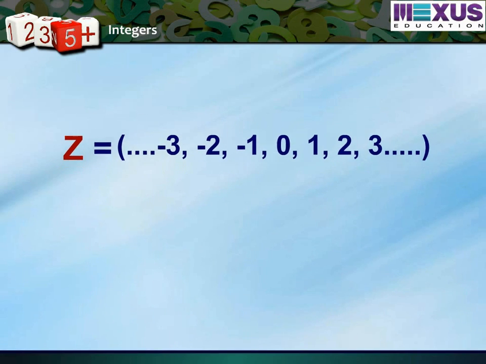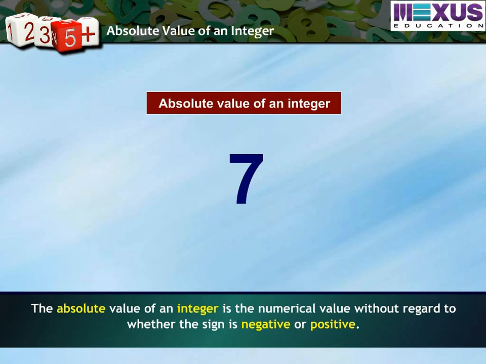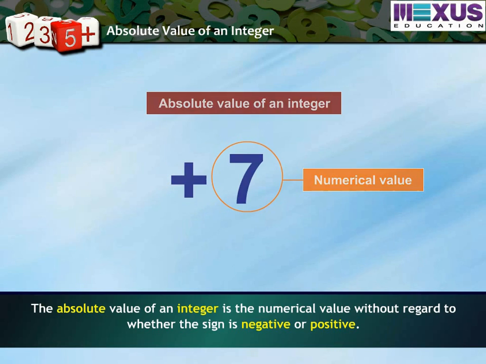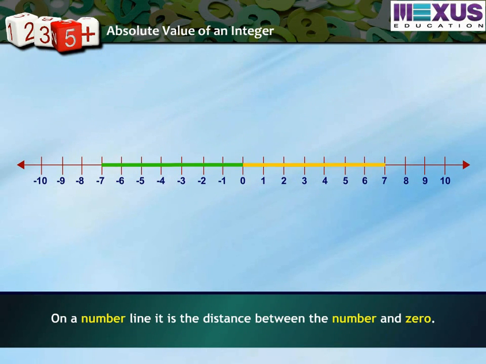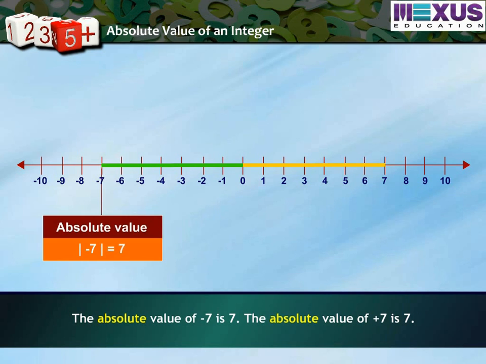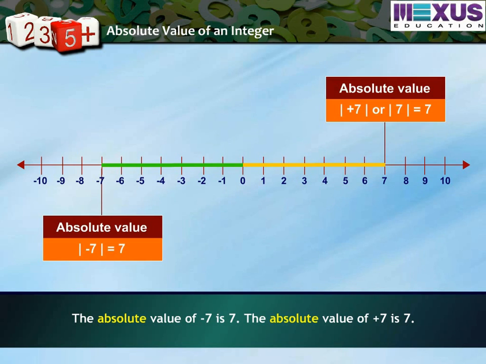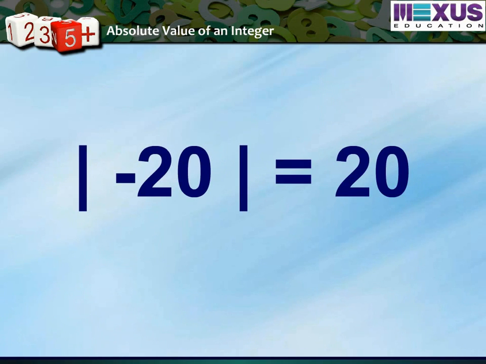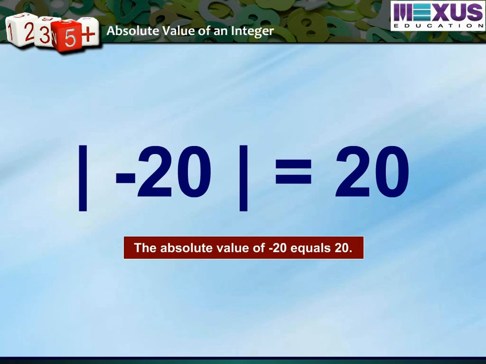It is represented on the number line. The absolute value of an integer is the numerical value, without regard to whether the sign is negative or positive. On a number line, it is the distance between the number and 0. The absolute value of -7 is 7. The absolute value of +7 is 7. The symbol for absolute value is to enclose the number between vertical bars, such as |-20| = 20, and read as the absolute value of -20 equals 20.